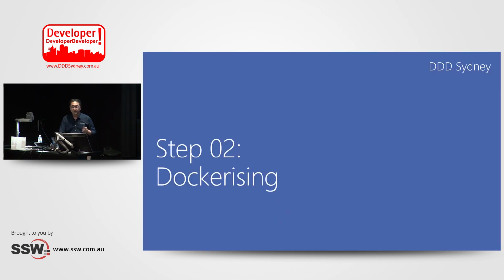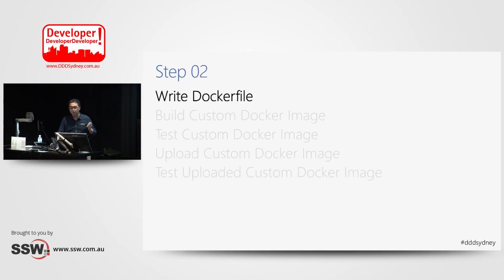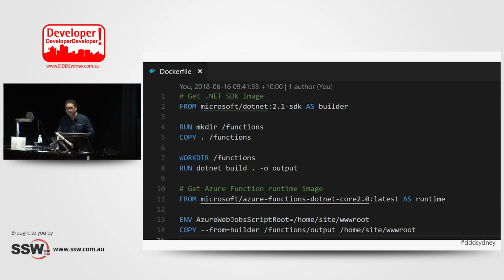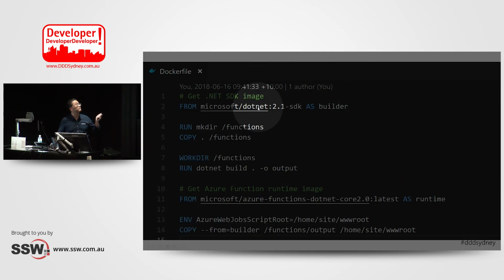Now, we are moving on to the Dockerization. So in order to build a custom Docker container image, we should write a Dockerfile here, right? And in here, we are using the multi-stage build approach. So the Dockerfile actually contains two different sections. One is using the container for the .NET Core SDK, and the second one is the Azure Functions runtime, right?